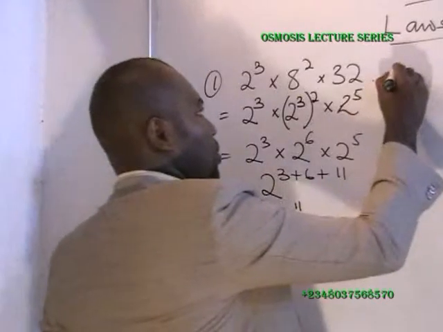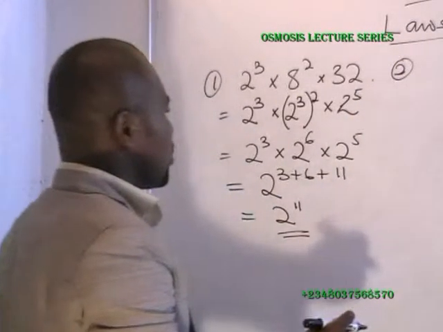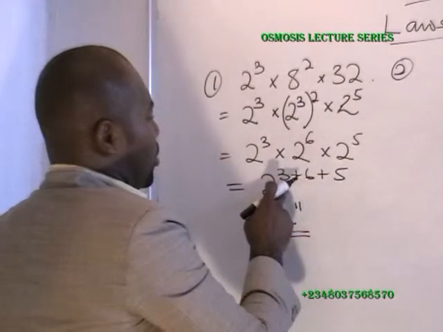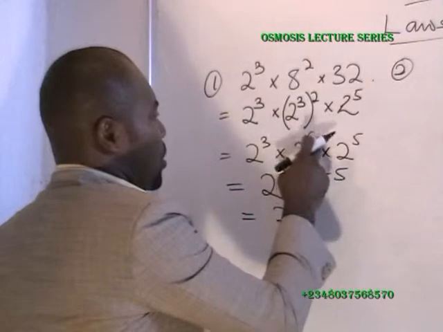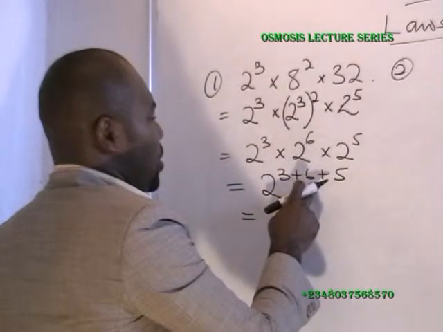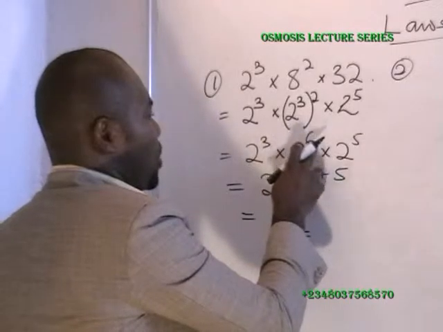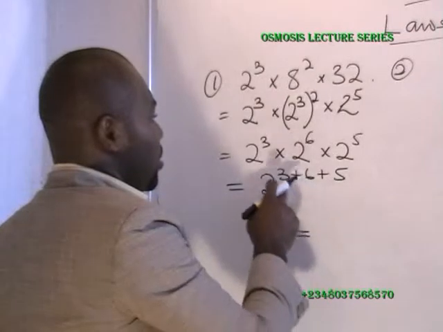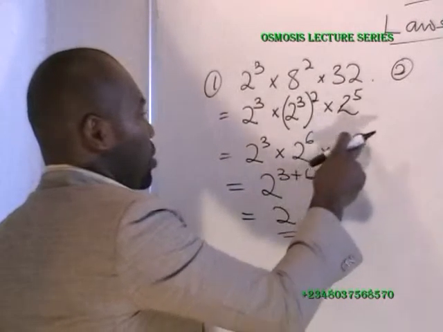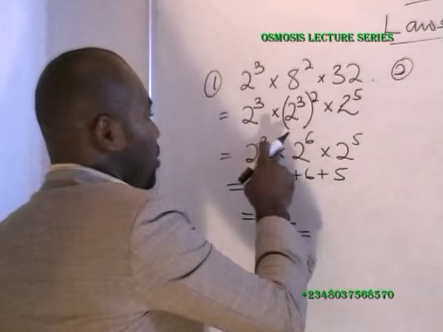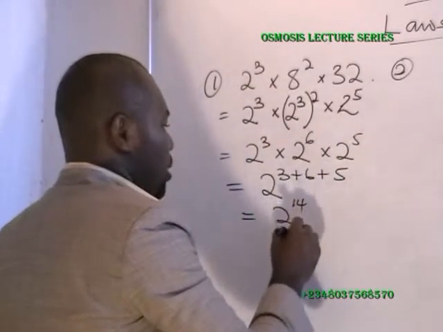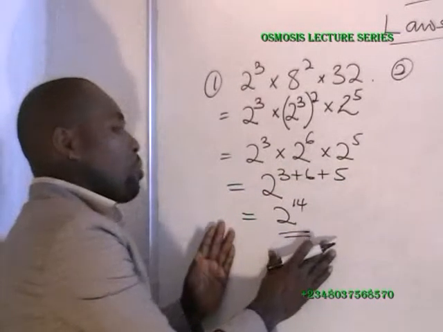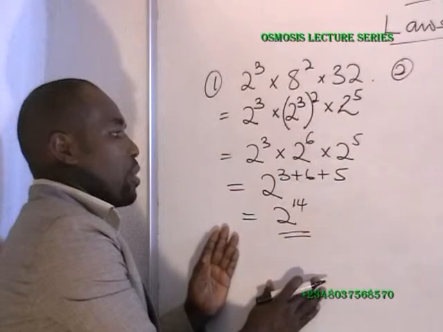Let's take another question. Plus 5, rather. 3 plus 6, 3 plus 6 plus 5. 3 plus 6 is 9. So it's going to be what? 3 plus 6 is 9, 9 plus 5 is 14. This is 2^14.